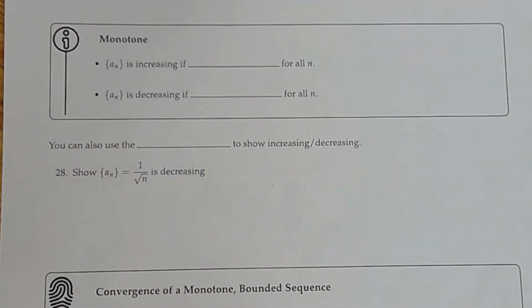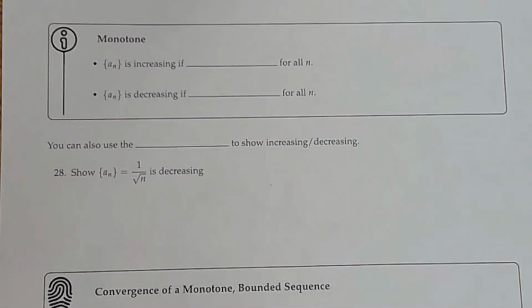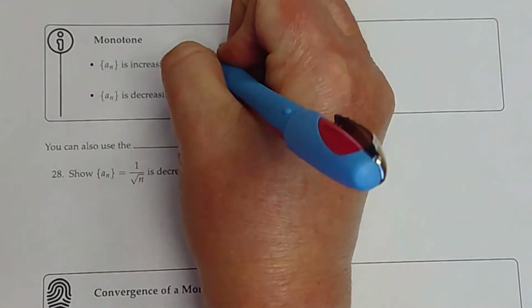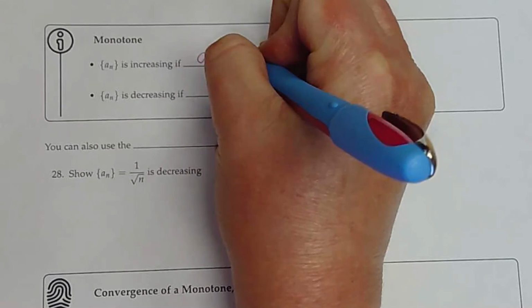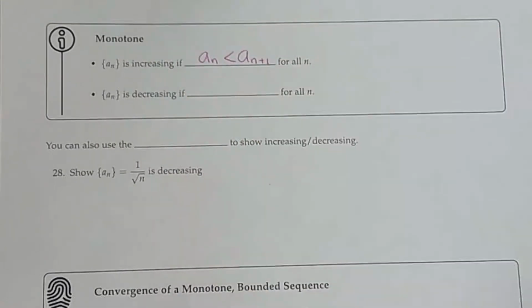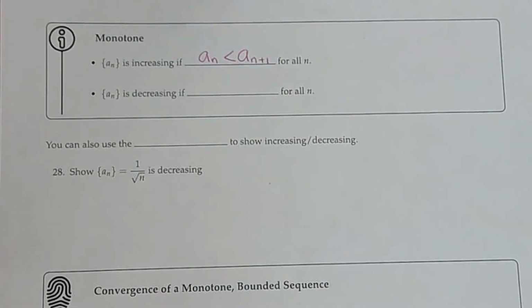Monotone, or monotonicity, talks about whether something is constantly increasing or constantly decreasing. So if we're talking about a sequence, we would say that it is monotone increasing if each subsequent term in the sequence is bigger than the term that came before it. In terms of writing that out, we would write a sub n is less than a sub n plus 1 for all n, or in other words, for all terms in the sequence.